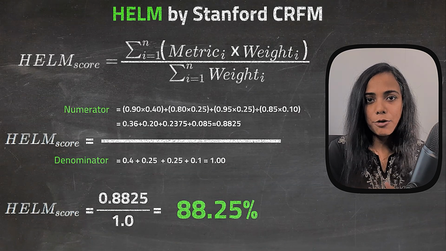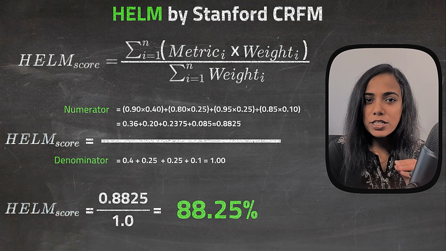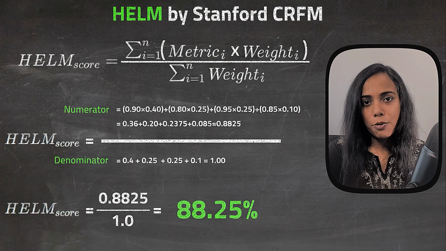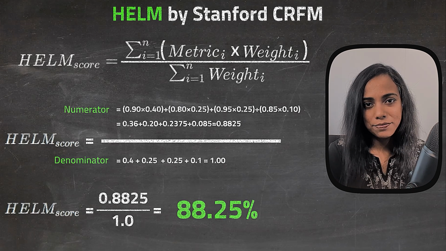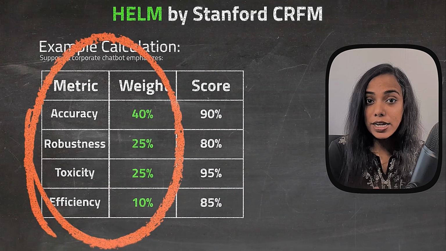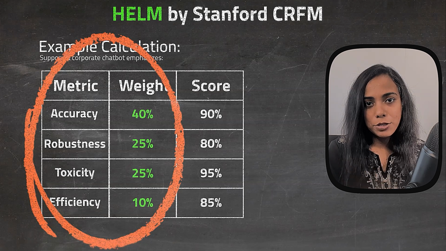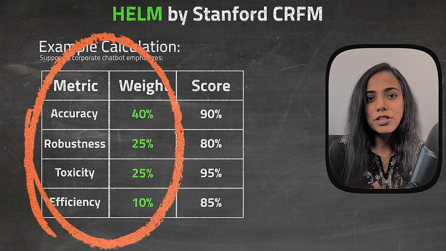This HELM score provides a holistic metric which is emphasizing the specific things that you think are important for your use case. So when a HELM score is reported, the metrics that are used and their assigned weights are also clearly documented to ensure that there is transparency and you're able to interpret the values correctly.